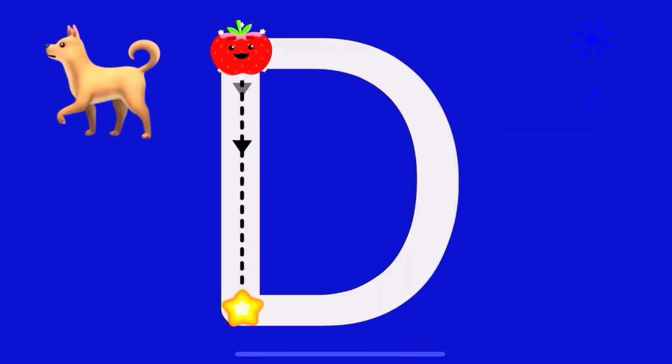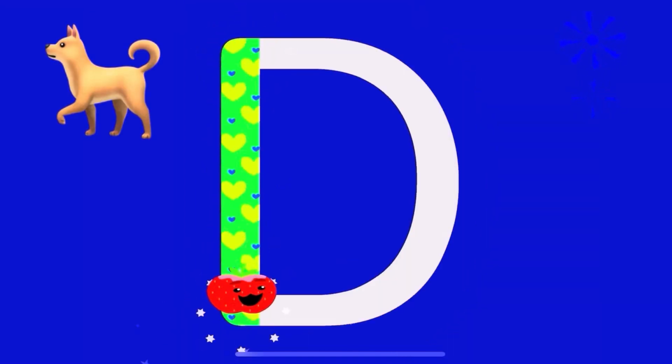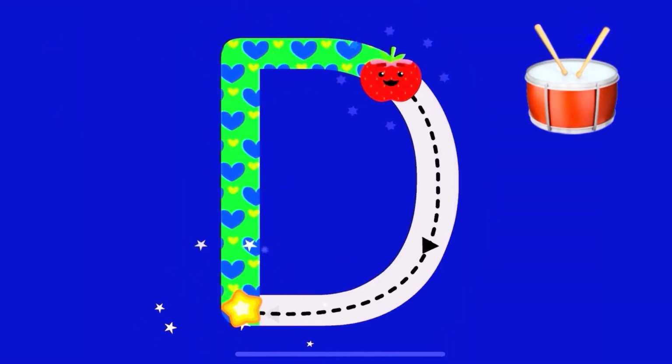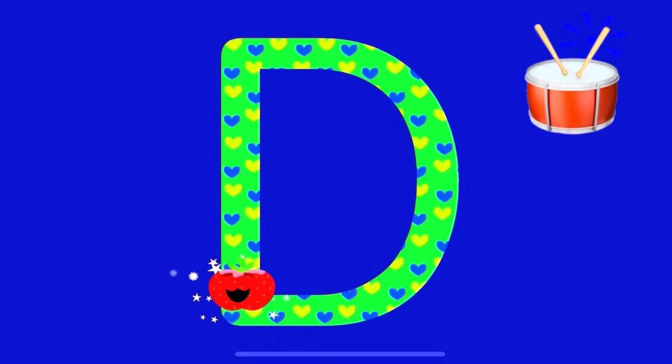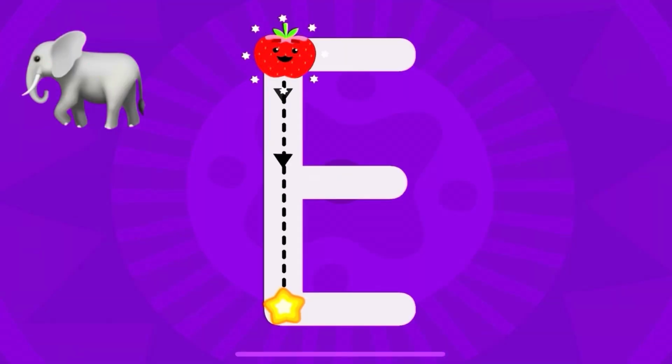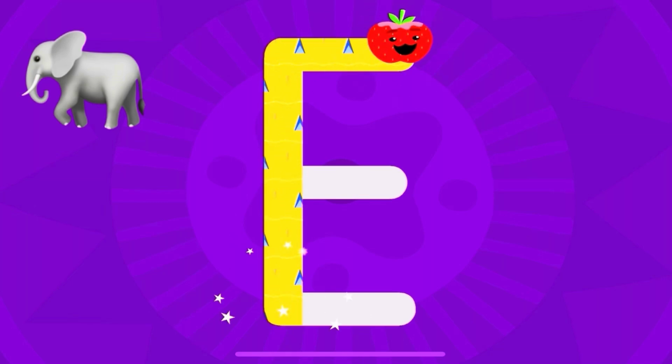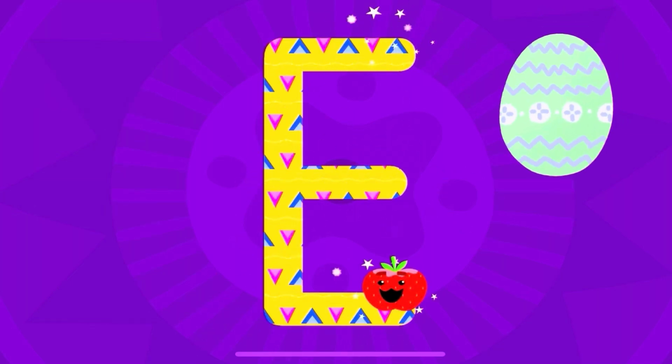Z. Come along and sing with me. D is for dog, D, D, dog. D is for drum, D, D, drum. E is for elephant, E, E, elephant. E is for egg, E, E, egg.